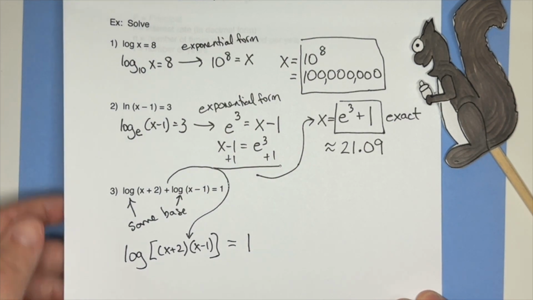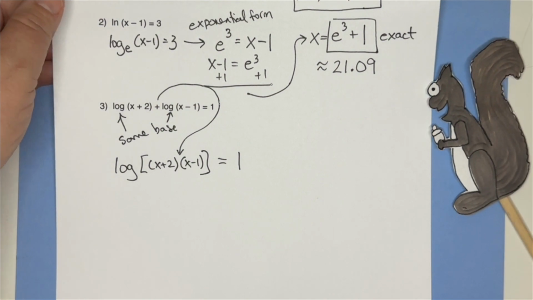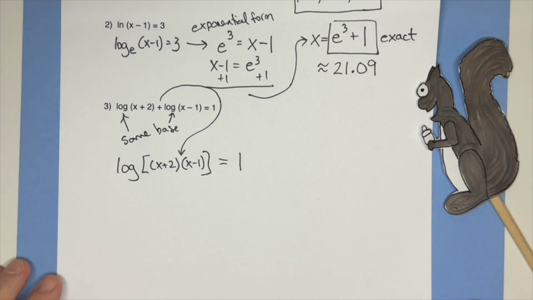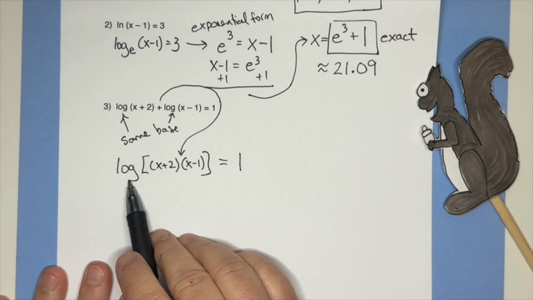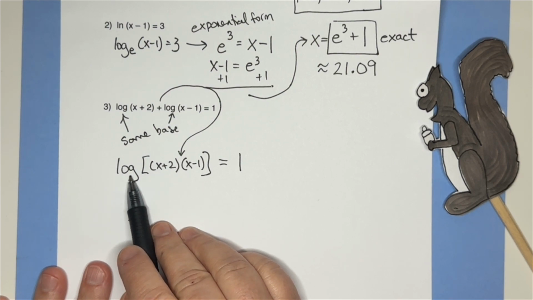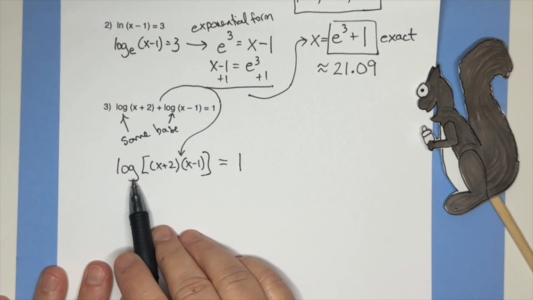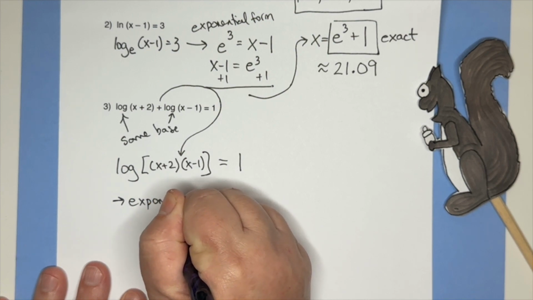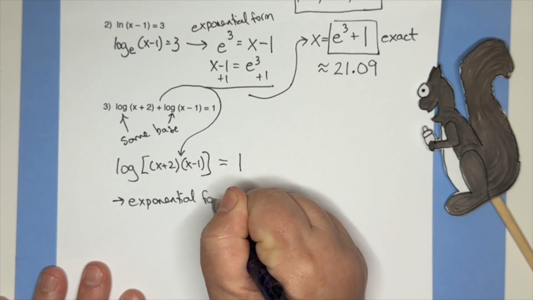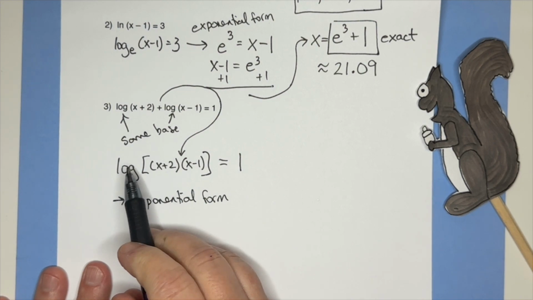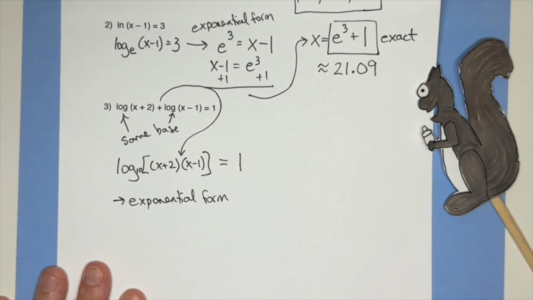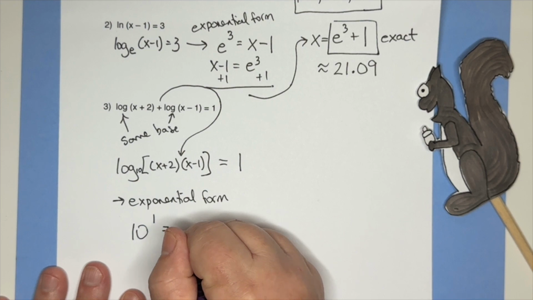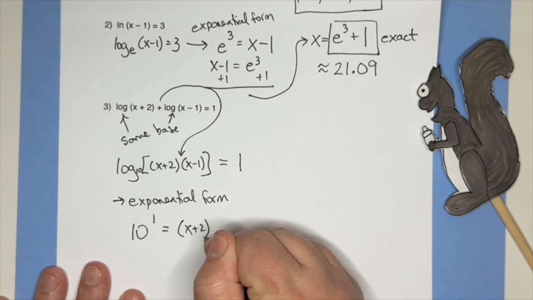Having done that, the next thing I'm going to do is move my squirrel. An important part of any math problem, make sure you move your squirrel and it's in a comfortable position. Now I have a single logarithm instead of 2, and I'm going to convert this to exponential form. In order to do that, I'll note that plain logarithm is log base 10. So my exponential form is 10, go across the equals, to the first power, equals x plus 2 times x minus 1.